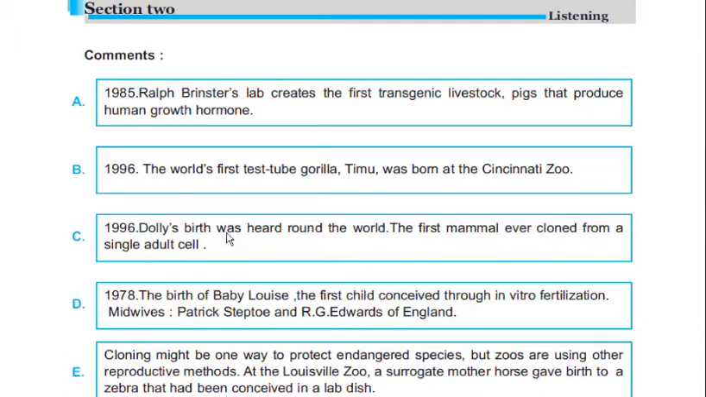Dolly's birth was heard around the world because it was a popular event at that time, because it meant that cloning is possible. Why was it so important? Because it was a mammal, and as you know, we humans are mammals. By a mammal we mean an animal, or for that matter a human, that provides its young with milk.